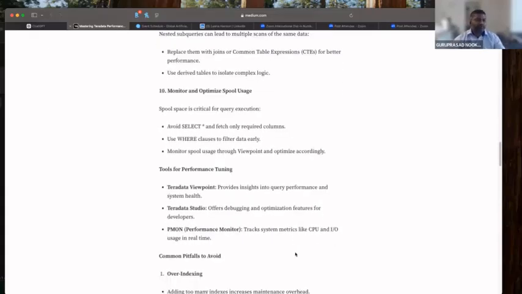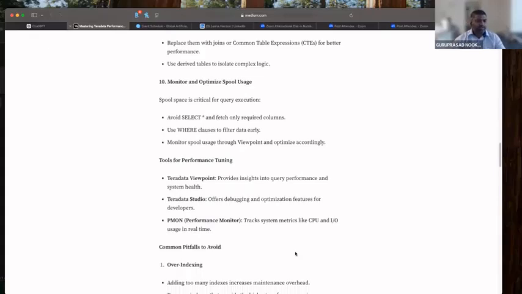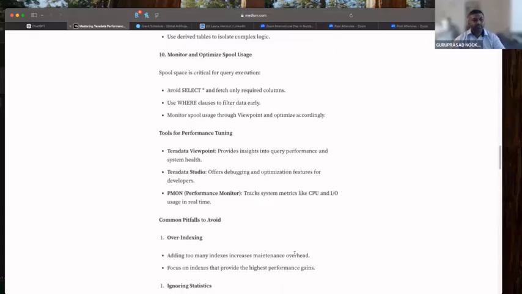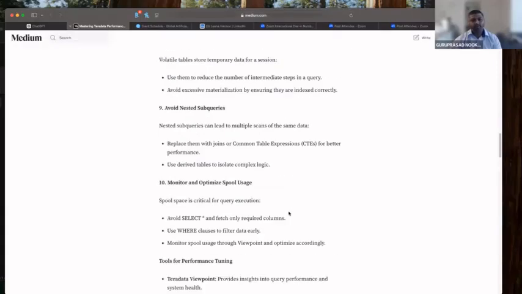Tools and performance tuning. These are the different tools for the performance tuning techniques which I discussed earlier: Teradata Viewpoint, Teradata Studio, PMON. With this, I'm wrapping up my discussion, where I have given the good key points for the performance tuning technique.